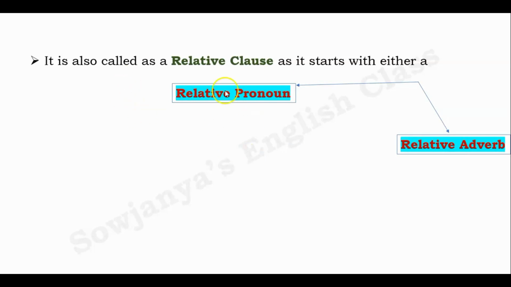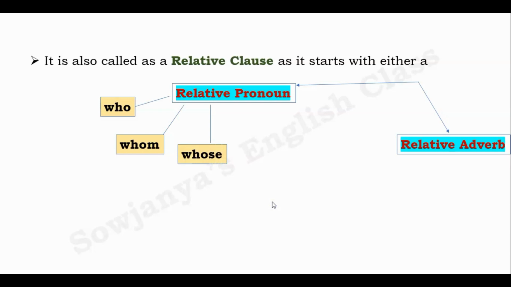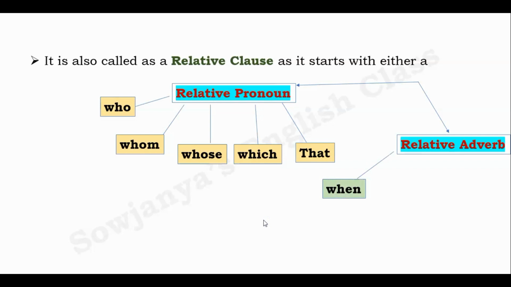You are familiar with these words, right? Relative pronouns, they are 5 in number. They are who, whom, whose, which, and that. Among these 5, who, whom, and whose are personal relative pronouns. Which and that are used for things. Relative adverbs, 3 relative adverbs. They are when, where, and why. Okay. So an adjective clause is also called a relative clause as it starts with either a relative pronoun or a relative adverb.